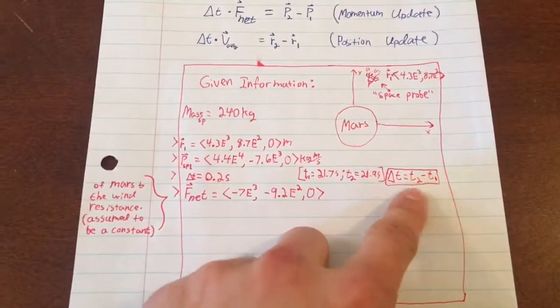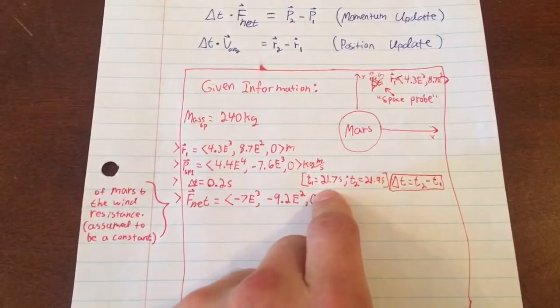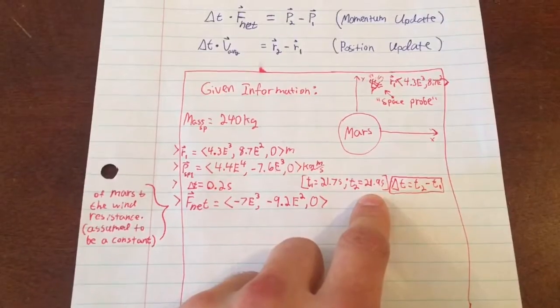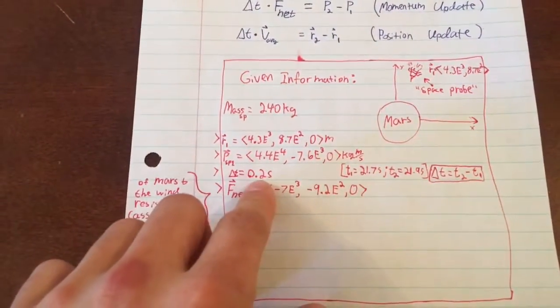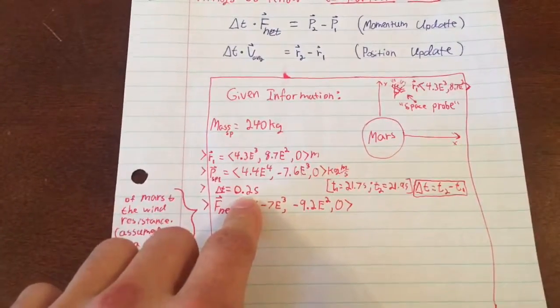We used the change of time formula. We just subtracted the first initial time from the second time to have the change in time. That's where we get our 0.2 seconds from here that we're going to be using later in the problem.